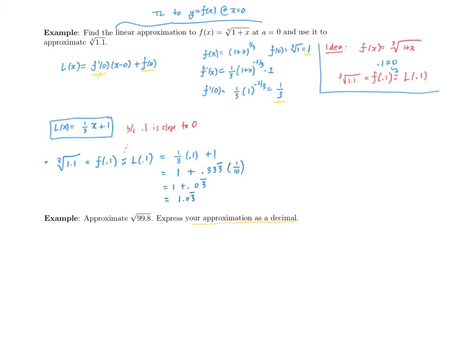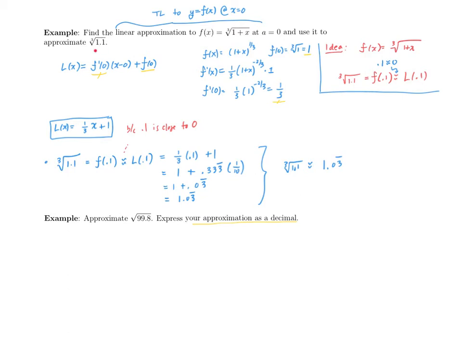Which is equal to 1.03 repeating. And what we've learned is that the cube root of 1.1 is, yes, a little bit bigger than 1, and we're going to approximate its value as being about 1.03 repeating. And just to reiterate, this is a very common example involving linear approximations and using them to approximate a function value.